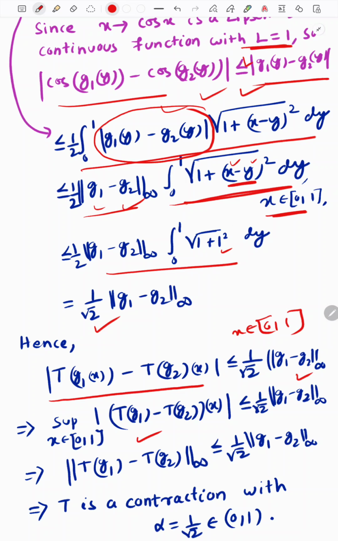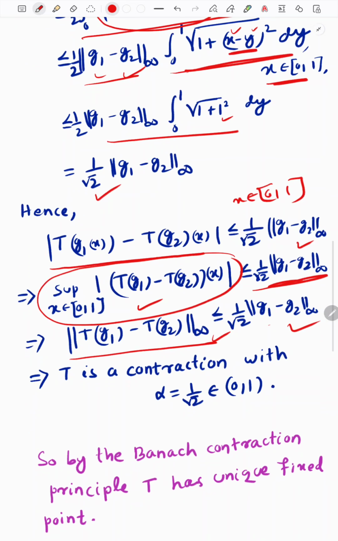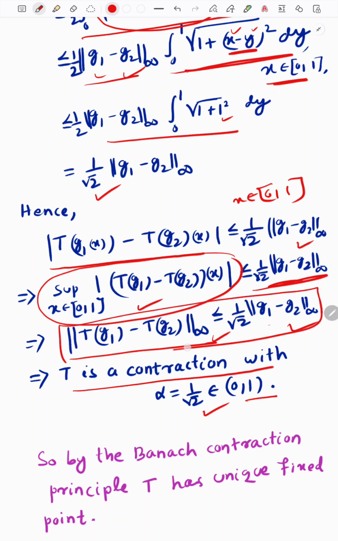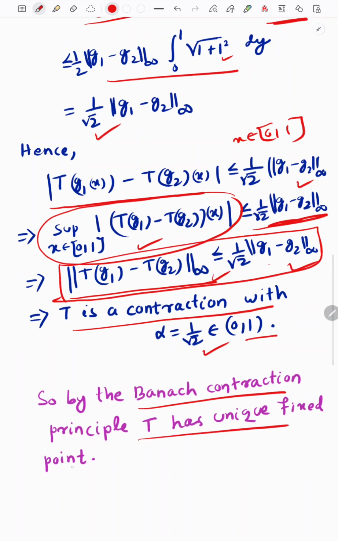Then we will take the supremum on both sides, but this is a constant quantity, so there is no effect on the supremum. This supremum value is nothing but the norm of T of g1 minus T of g2, the supremum norm, and this quantity is bounded by this thing. This implies that T is a contraction for alpha equal to 1 by root 2, and 1 by root 2 lies in the open interval (0, 1). So we establish that T is a contraction because this relation is true for all g1 and g2 in the space X. So by the Banach contraction principle, T has a unique fixed point.